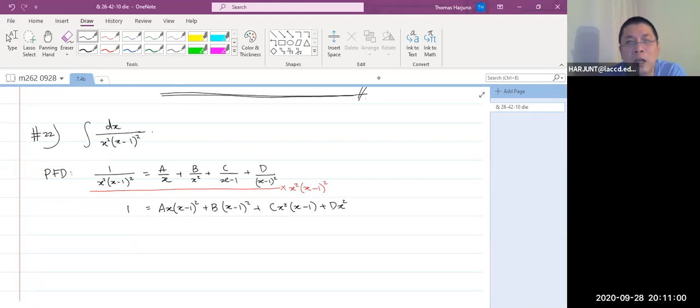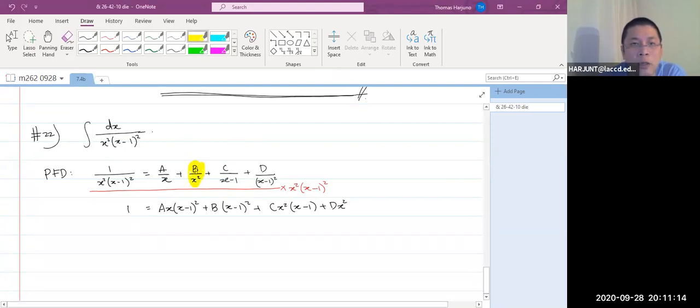Do we disregard the x? No, I don't think I did. The bx? No, because when you multiply this term by x squared, x minus 1 squared, the x squared cancels. Right? Can you imagine it? B over x squared times x squared, x minus 1 squared. The x squared cancels, right? So I get b times x minus 1 squared. You see that?